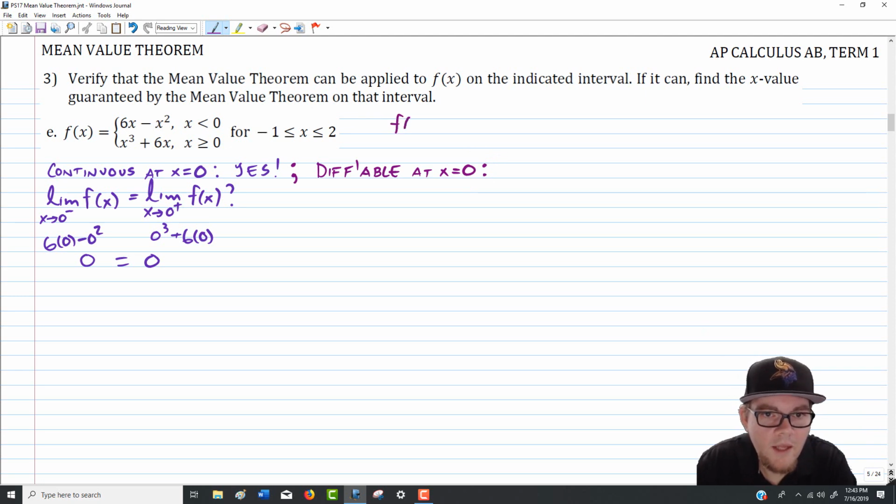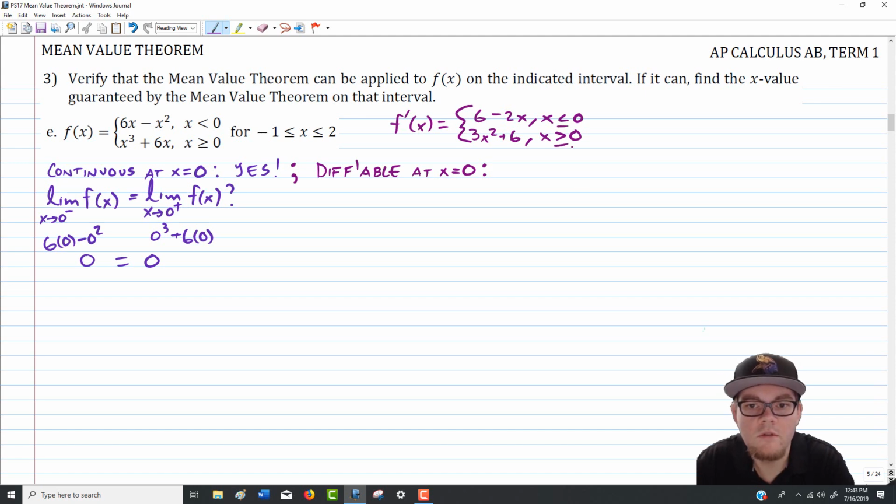Now it'd be helpful if we began by having defined for us f prime of x. So let's do that really quickly. Looking up there, the derivative will be 6 minus 2x when x is less than 0, and then 3x squared plus 6 when x is greater than 0, with the or equal to still to be determined.